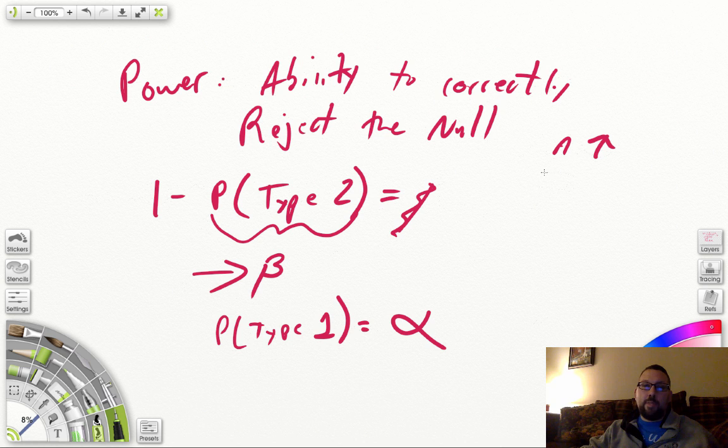The other thing that makes power higher is alpha. Whatever the largest alpha is that I can stomach. If I want a larger alpha, so in this case, remember type 1 error was my worst. I don't want a big alpha. I want a small alpha. So if I want to increase power, I need to increase my sample size. All right. So that's power, type 1 error, type 2 error, a little bit with the t-distribution, and doing a hypothesis test.